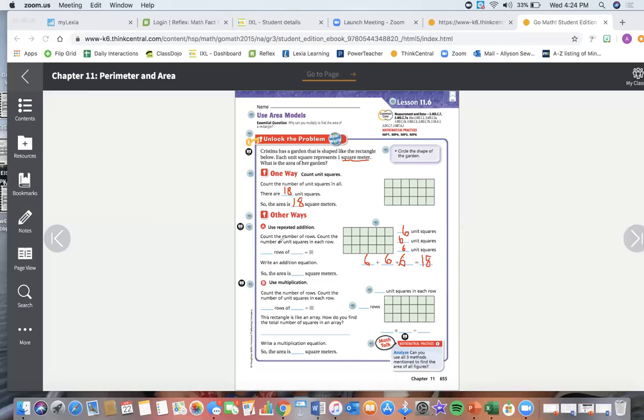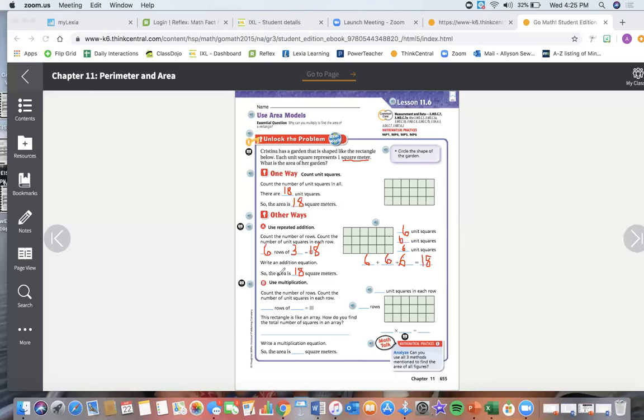All right, so I have 6 rows of 3, which equals 18. So the area is 18 square meters. Now, what's cool is I can do math in multiple ways and still get the right answer. So here I counted up all the squares and I got 18. This time I added them all up and I got 18. Do what's best for your brain and what you are able to do.